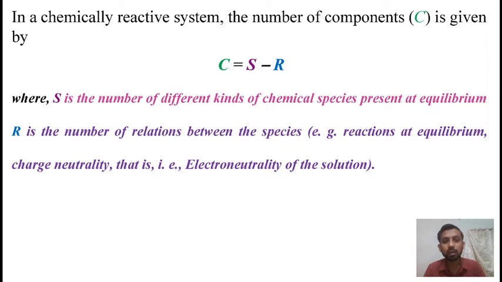In a chemically reactive system, the number of components is given as C is equal to S minus R, where S is the number of different kinds of chemical species present at equilibrium and R is the number of relations between the species. For example, reactions at equilibrium and the charge neutrality of the solution. In this approach, we have to just identify the S and R.